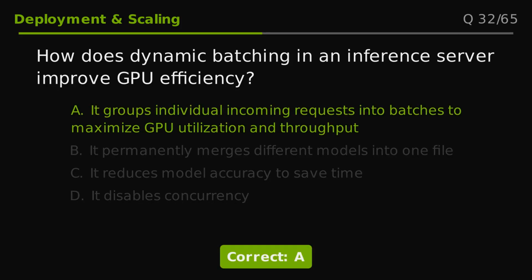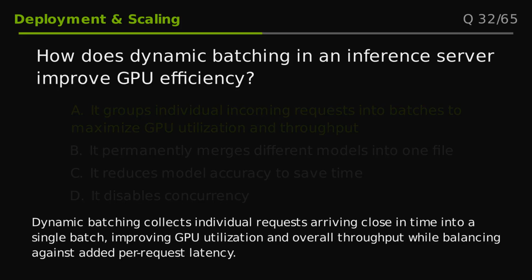The correct answer is A. Dynamic batching collects individual requests arriving close in time into a single batch, improving utilization and overall throughput while balancing against added per-request latency.